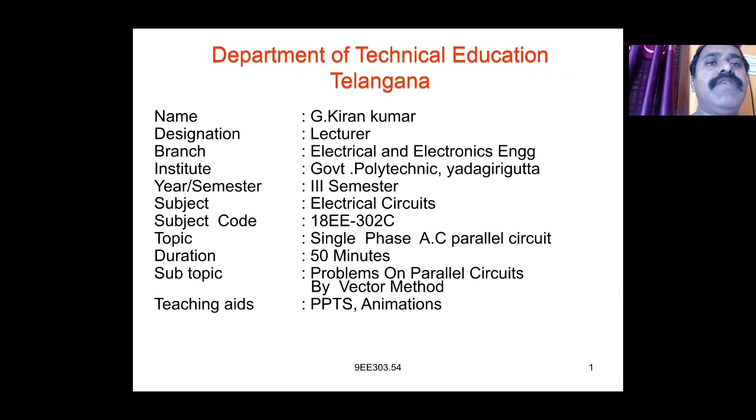Kiran Kumar, working as a lecturer in electrical and electronics engineering at Government Polytechnic Yadagiri. I am teaching the subject Electrical Circuits for the third semester, subject code 18E302C. The topic today is single phase AC parallel circuits.